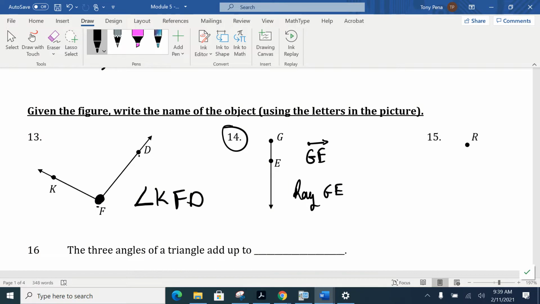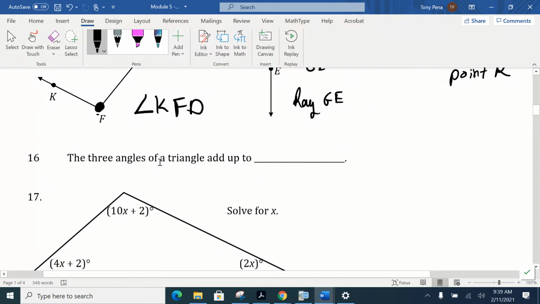Then 15 is kind of self-explanatory. My guess is that's what I wanted for 11 and 12. This is a point. When you just see this guy, point R. A lot of times that's used in our circles when you're told you have a center of a circle. That little dot is just our center. So that's our point. All right, then let's get to some of these problems.